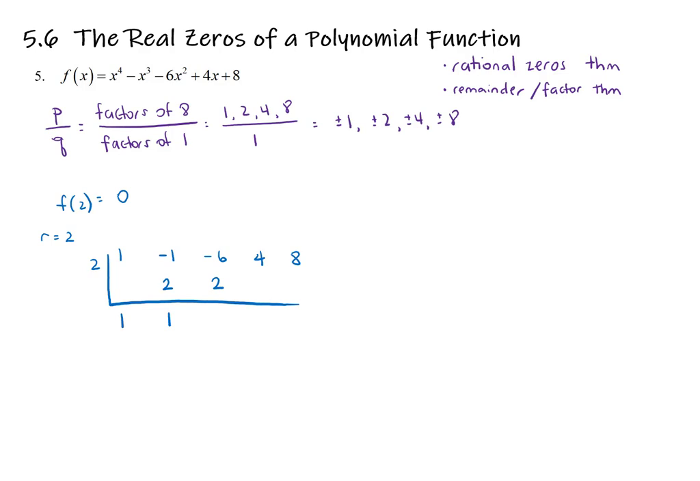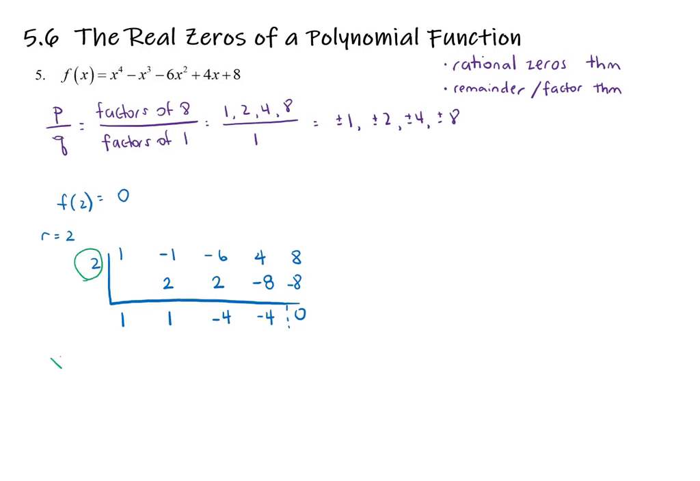Negative 6 plus 2 is negative 4. Times 2 is negative 8. 4 plus negative 8 is negative 4. Negative 4 times 2 is negative 8. And then that adds together to make 0, which is great because that's my remainder. And once again, that's going to be x minus 2. And then the second one is going to be representative of x cubed plus x squared minus 4x minus 4.